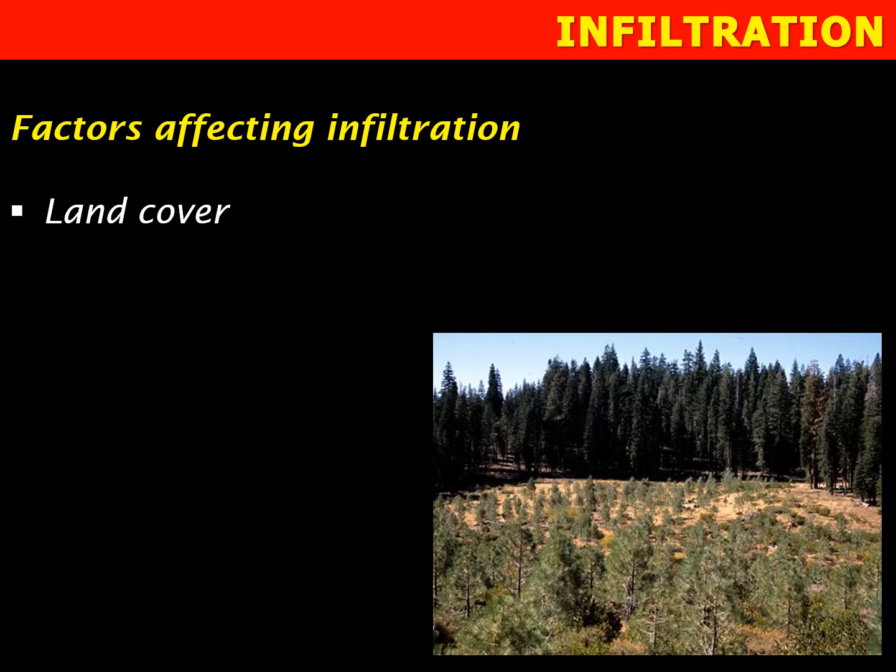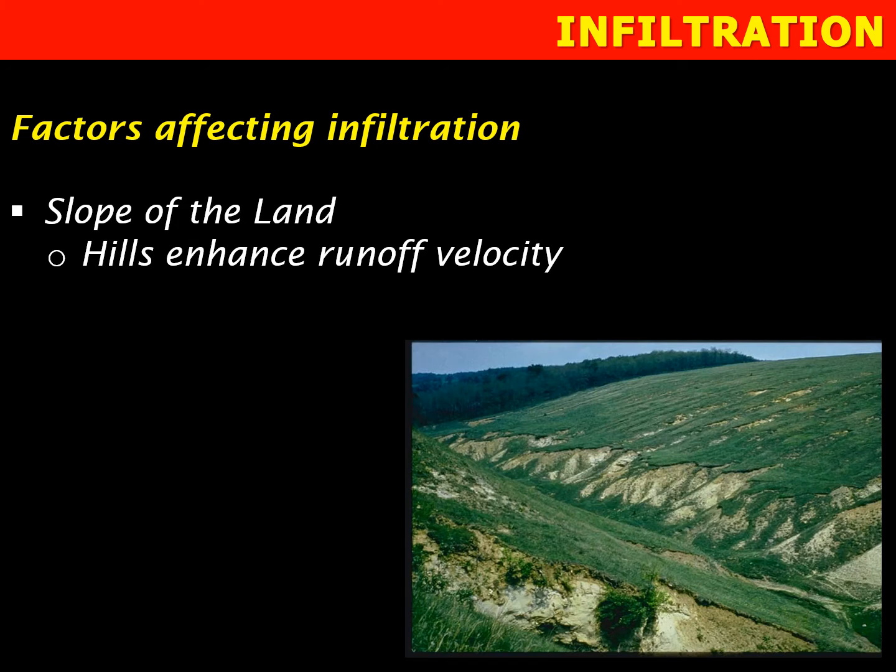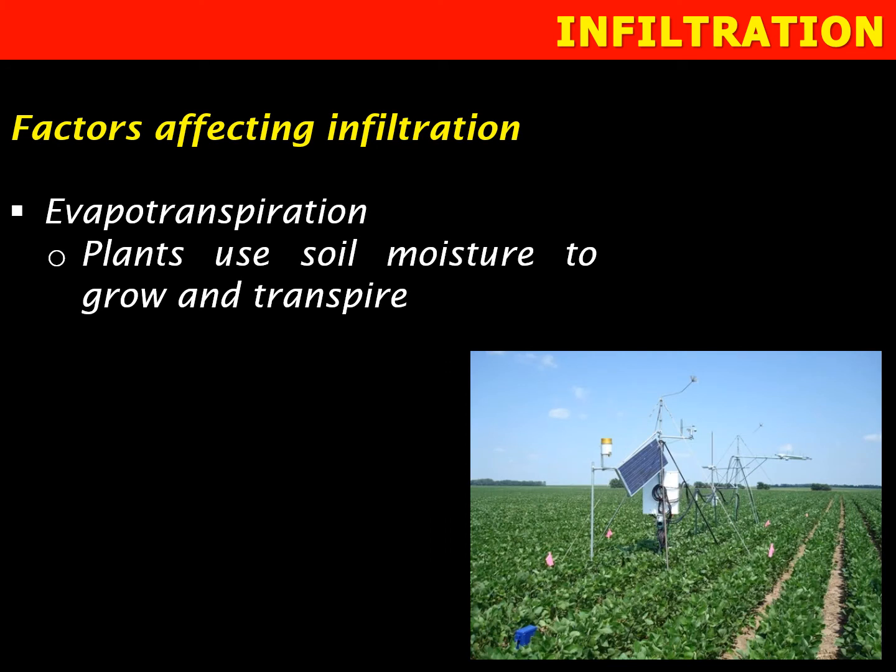Land cover also affects the infiltration process. If the area is an open area with no vegetation, less water can settle down to the groundwater. However, if the area is a forest ecosystem, more water can reach the groundwater. Besides that, the slope of the land also affects the infiltration process. Hills enhance runoff velocity, which means that less water is absorbed by the soil. Evapotranspiration: plants, usually in agriculture areas, use soil moisture to grow and transpire.